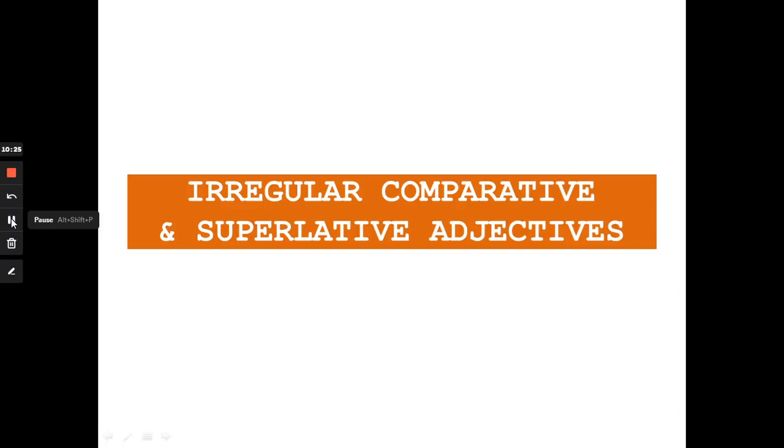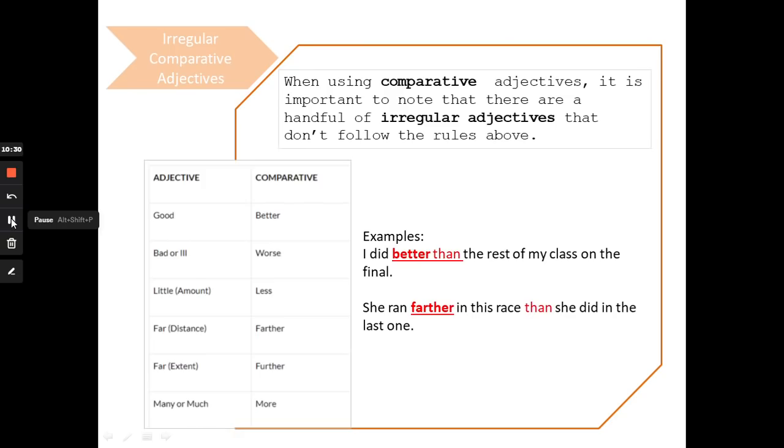So here we talk about irregular comparative and superlative adjectives. You need to know that there are a handful of irregular adjectives that don't follow the rules I mentioned before for comparative adjectives. If you have the adjective good, the comparative is better, right? If you still remember, the rule before is you add er. So good doesn't become gooder, but it becomes better. That's why it is called irregular, right?